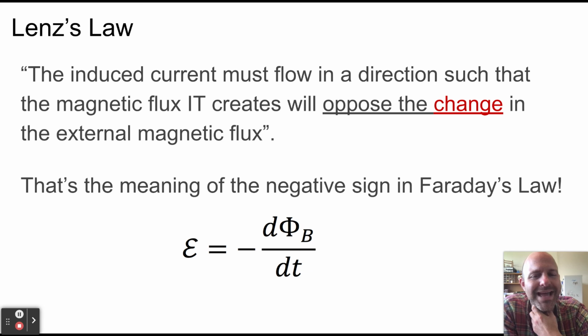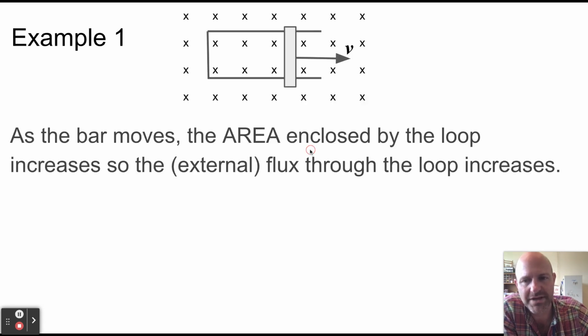Basically, it means that if the magnetic flux is increasing, say up or to the right or whatever direction it is, you're getting more and more magnetic flux in a particular way, the current will flow to create a magnetic field in the opposite direction of that. That is what will happen. That's why it's a negative sign.